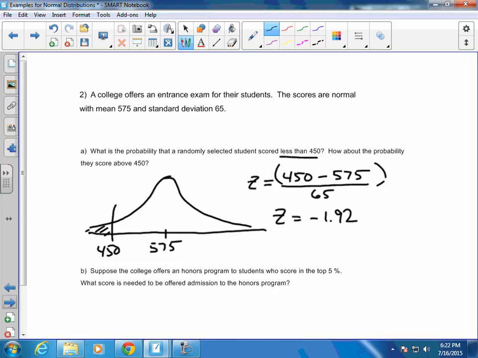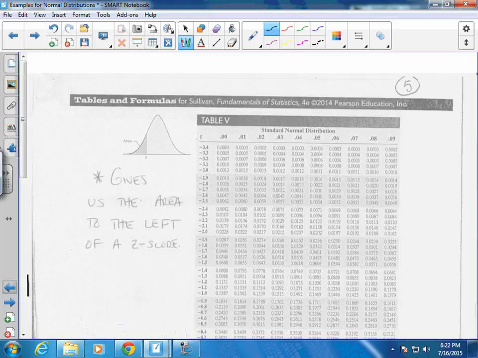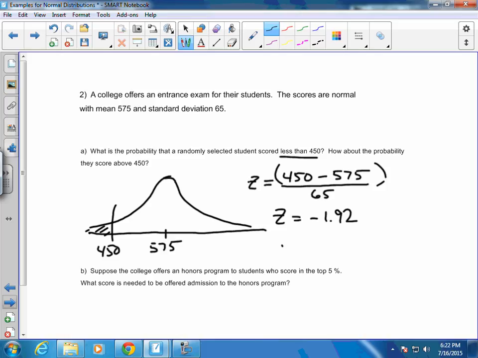All right, if we look up negative 1.92 as a z-score in the table, there's negative 1.9, 1.90, 1.91. There's negative 1.92. That gives me the area to the left, which is exactly what I was looking for, 0.0274. So the probability that they score less than 450 is only 0.0274. It's a low probability, meaning not many students score less than 450.